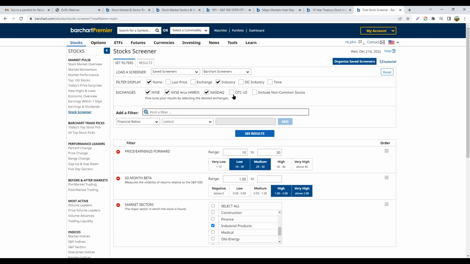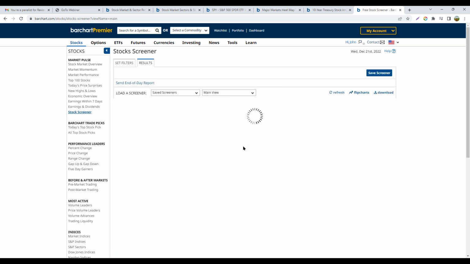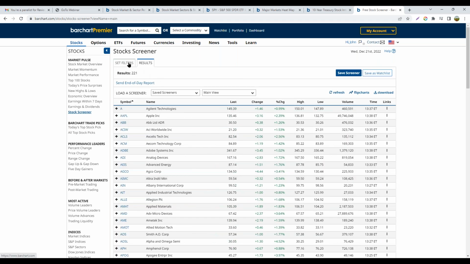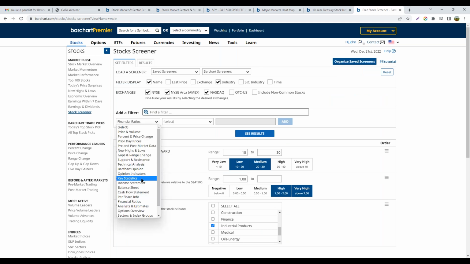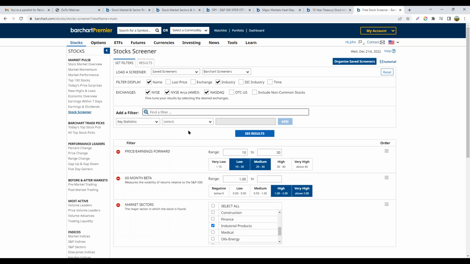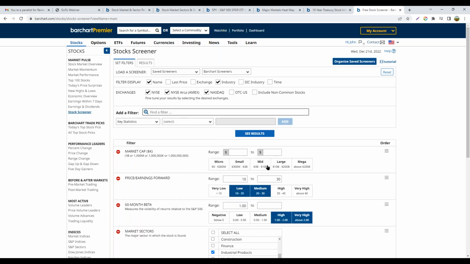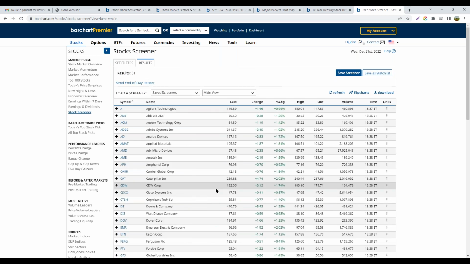And let's get rid of the little caps. And what do we get? Well, we get 220. Probably let's add one more. I'm just having fun here. Key stats. Let's look at our large caps again. That'll probably get us down. Yeah, about 60 stocks or so.